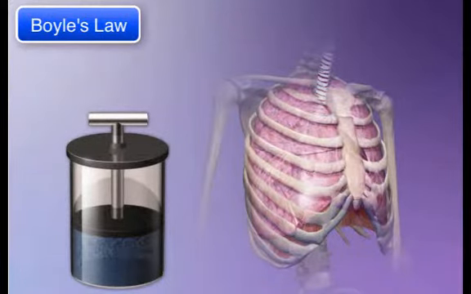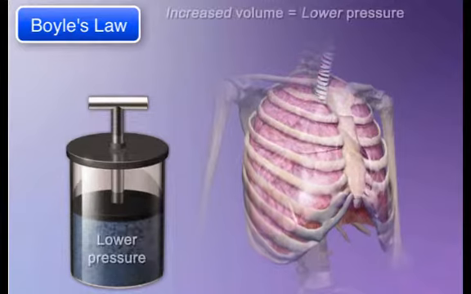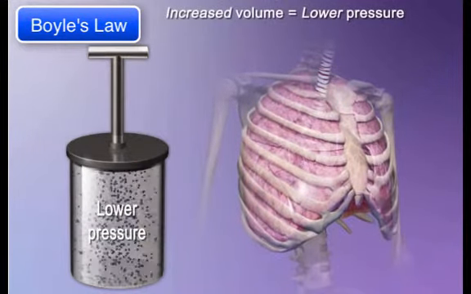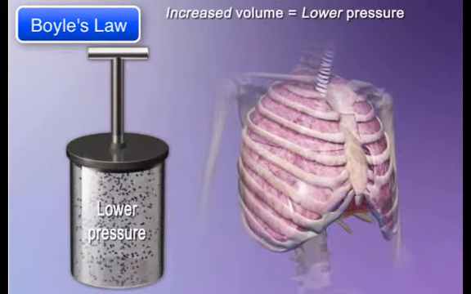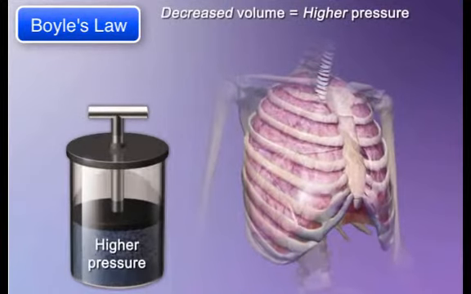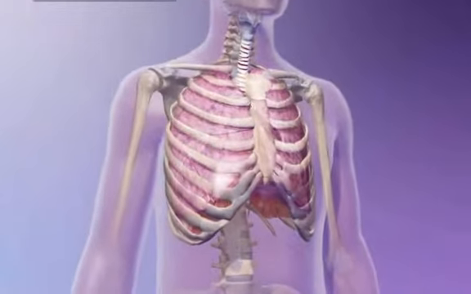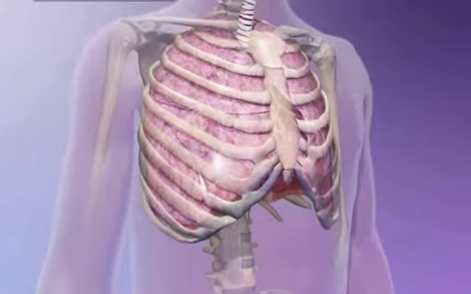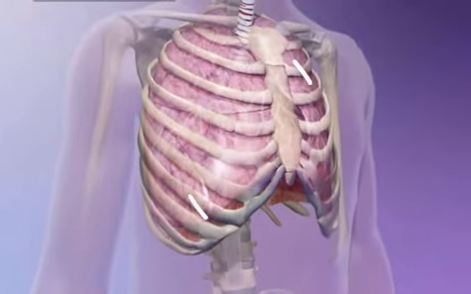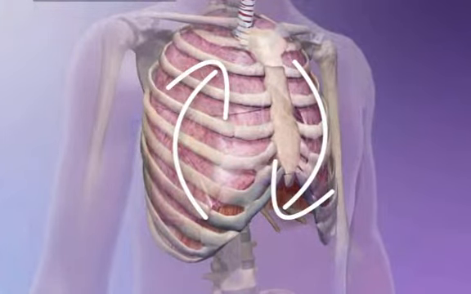Boyle's law explains the relationship between volume and air pressure. An increase in the volume of a container lowers the pressure of the air inside. A decrease in the volume raises pressure in the reduced space. Air flowing from an area of high pressure to an area of low pressure provides the basis for pulmonary ventilation. Therefore, to allow respiration, we have to cycle between increasing and decreasing the volume of the thoracic cage.